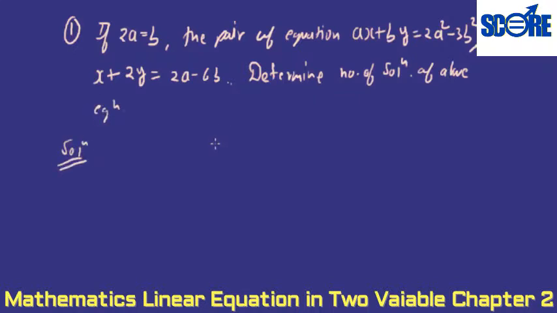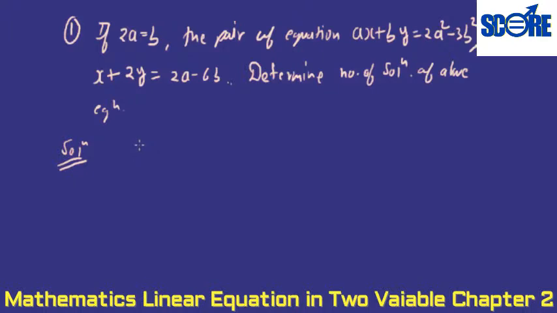Now, to determine the number of solutions, we have to check whether the lines are intersecting, overlapping, or parallel. If the lines are intersecting, then we have a unique solution, only one solution. If the lines are overlapping, then we have an infinite number of solutions. But if the lines are parallel, then there is no solution. So we have to check these conditions to determine the number of solutions.